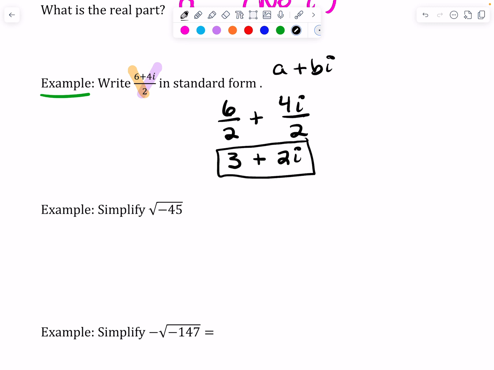Now, if we were naming the a and the b, a is going to be the real number that doesn't have the I, so a would be 3. B is going to be the number that does have the I, so B would be 2. The I is not included in the B, it's just attached to the B.